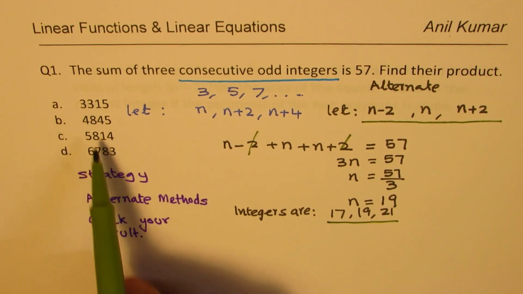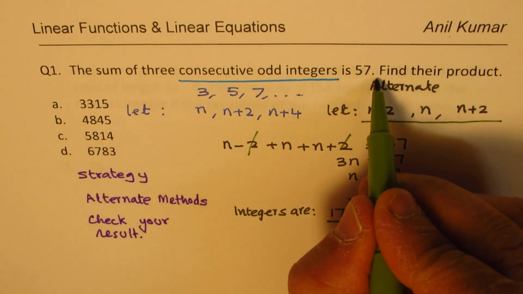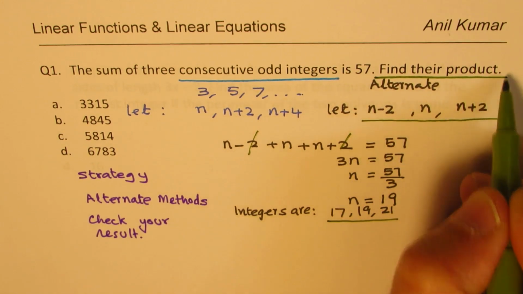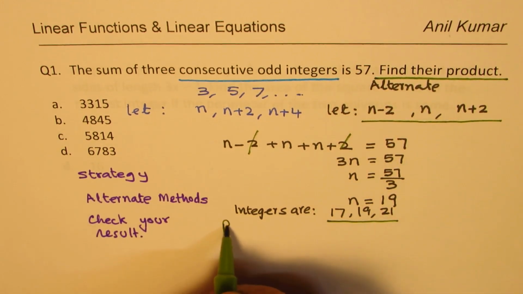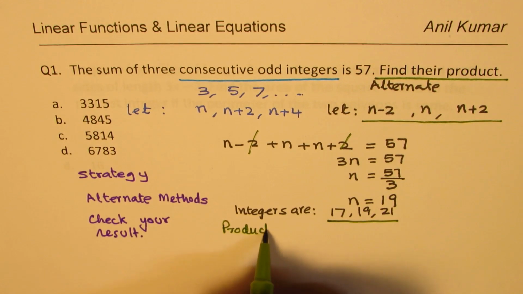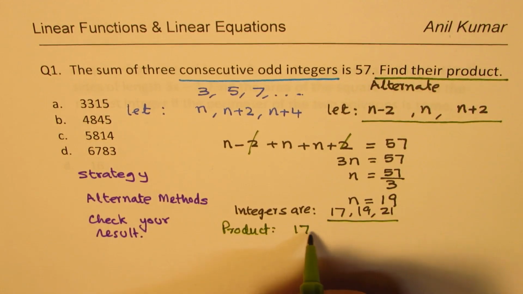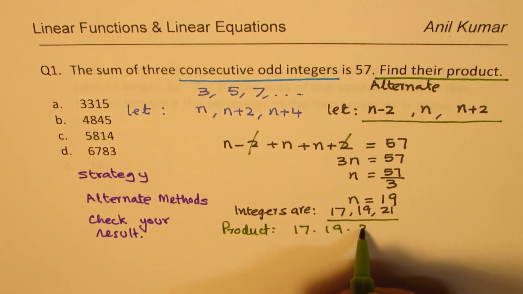Fortunately, it is a multiple choice question. Nothing matches. So what you find here is find their product. So we have to look into the product. Product means what? Product means you need to multiply them, right? 17 times 19 times 21.